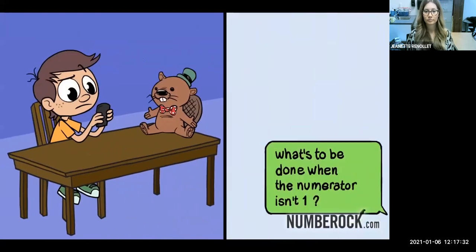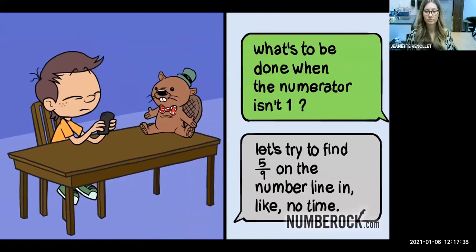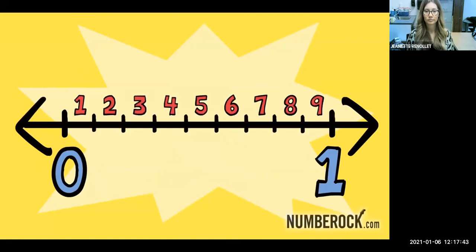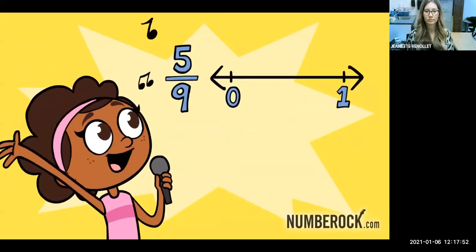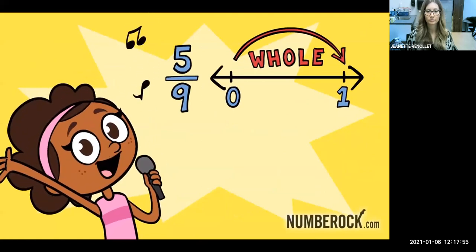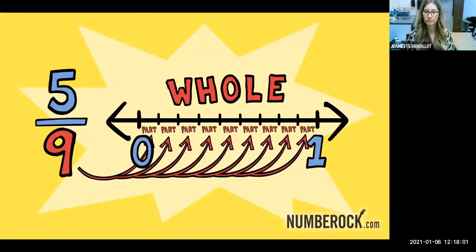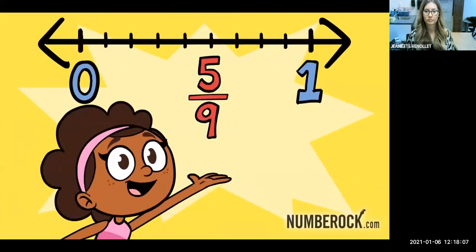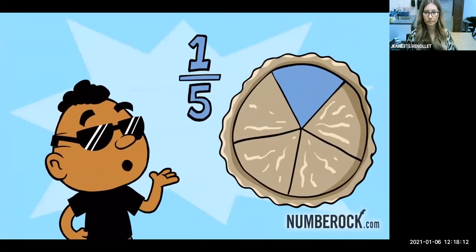Then I texted my friend, what's to be done when the numerator isn't 1? She said, Let's try to find 5 over 9 on the number line in like no time. Simply partition 9 parts from 0 to 1. Starting from 0, count 5, and at 5 9ths we arrive. 0 to 1 is the whole that we split apart. The denominator tells us into how many parts. Make a line that starts from 0 to the 5th mark, and 5/9 is what you'll find when you get that far.